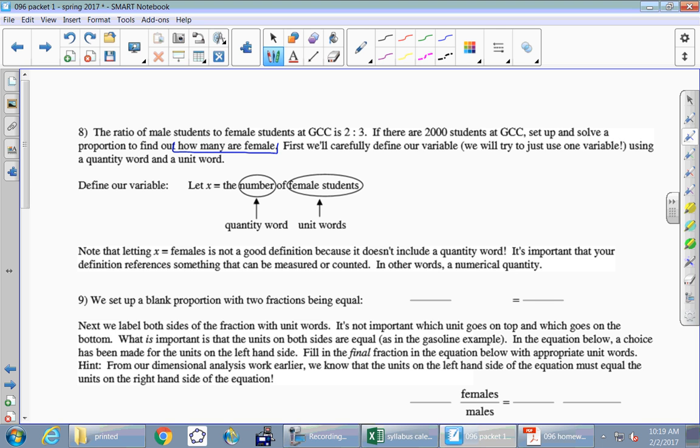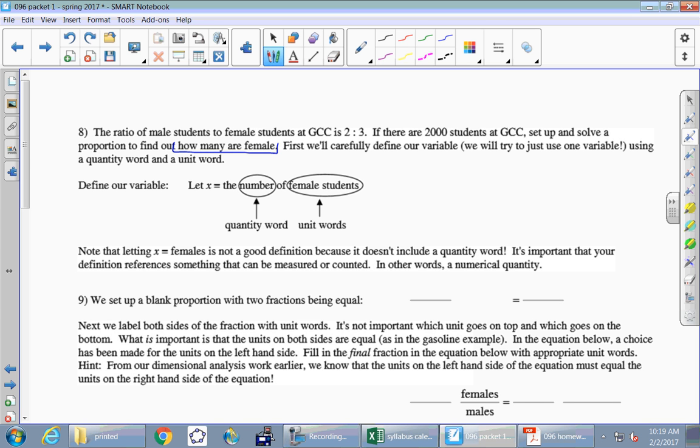And then we are going to start setting up a proportion. So take a look at this sort of skeleton here. We've got an equal sign in the middle, a big blank fraction on the left, a big blank fraction on the right, and then some empty space that we're also going to fill in on both sides.